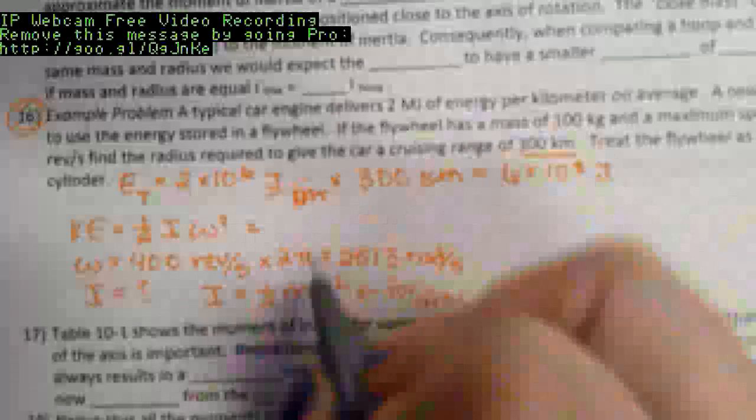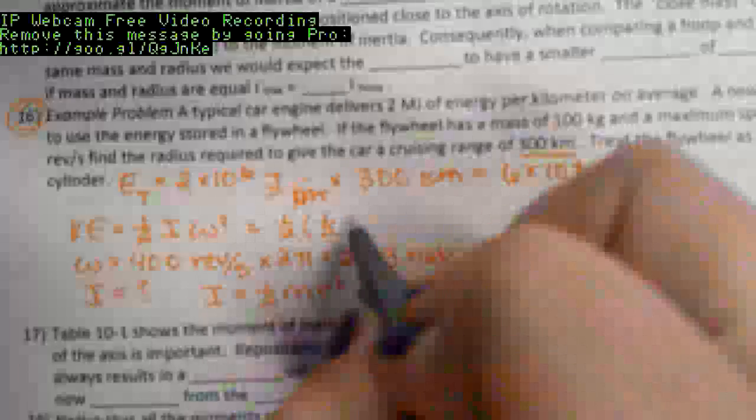So if we plug that back in up here, we get 1/2 times 1/2 mr squared omega squared equals 1/4 mr squared omega squared is equal to kinetic energy, because that's what this whole thing was over here, kinetic energy. Now we have everything but radius, so we just have to solve for radius.